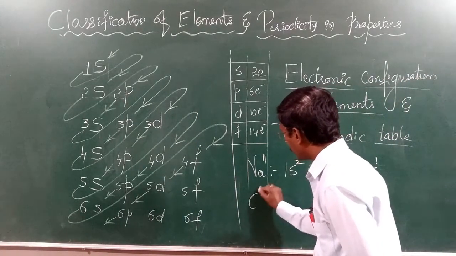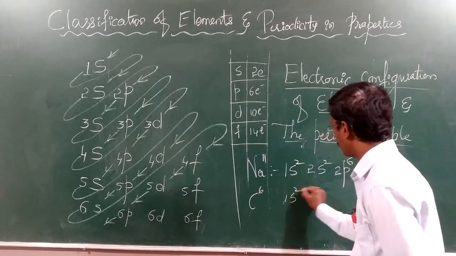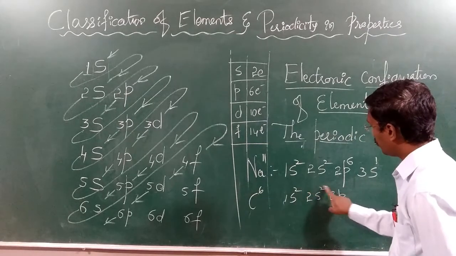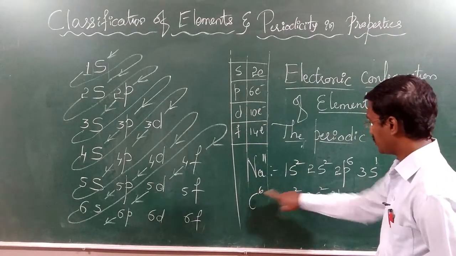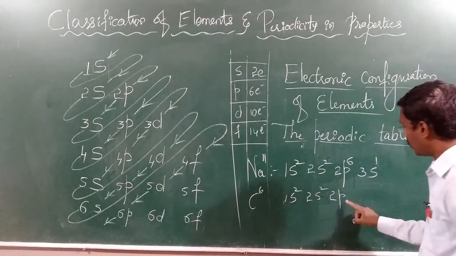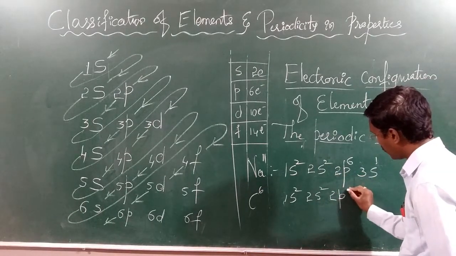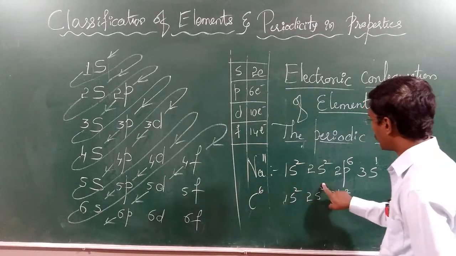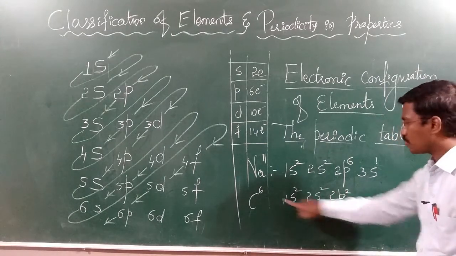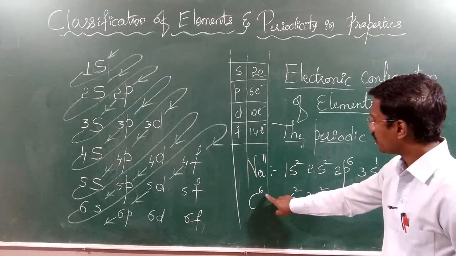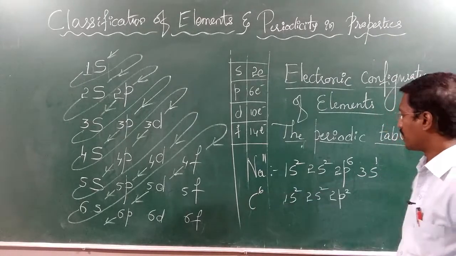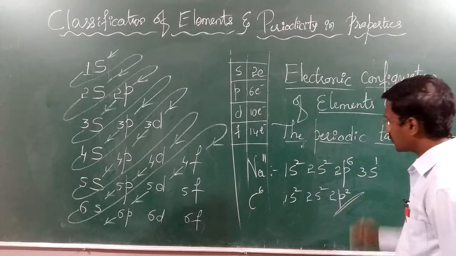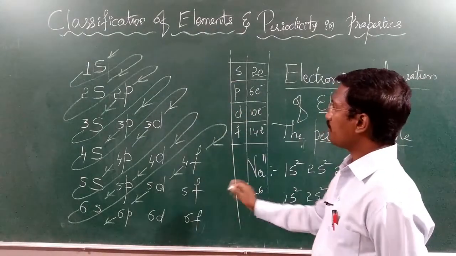Similarly, carbon, atomic number 6: first 1s2, next 2s2, then 2p. 2 plus 2 is 4 electrons. How many do I need? 6. Already 4, still I need only 2. So I write 2p2, because I need only 2 here to make it atomic number 6. This atomic number represents the number of electrons. The total number of electrons should be equal to the atomic number. Can you understand this? So this is the representation of electronic configuration.